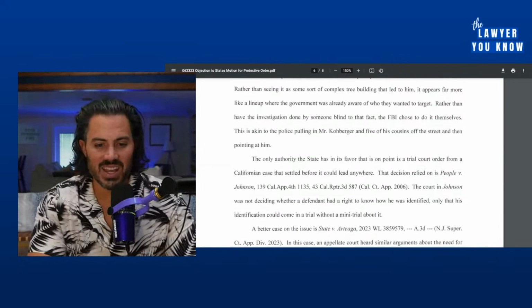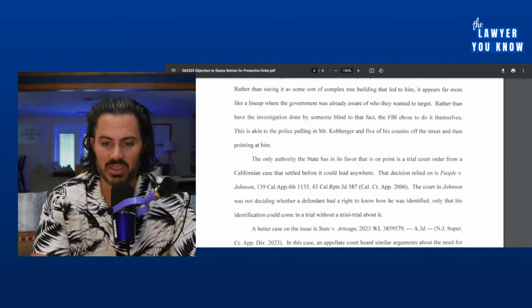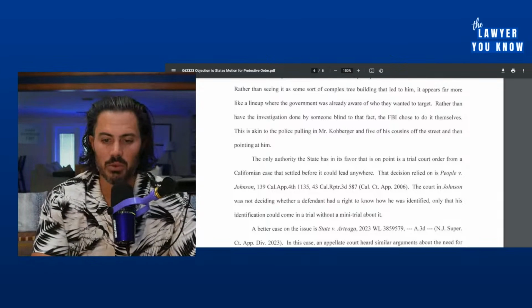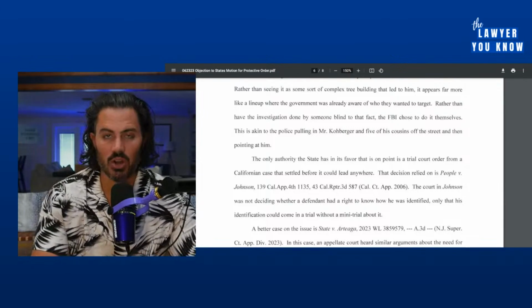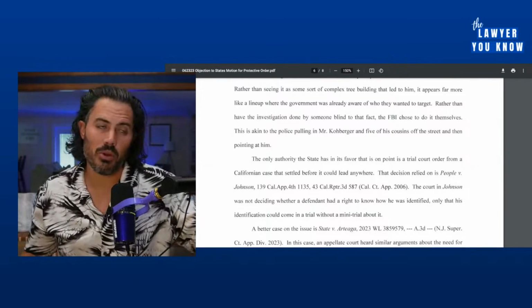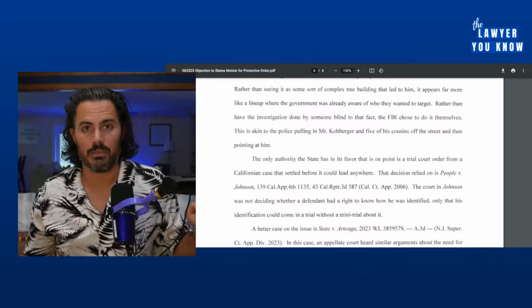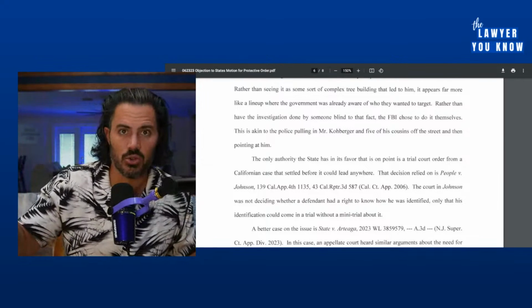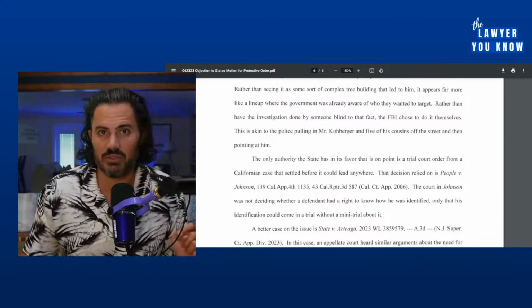Rather than seeing it as some sort of complex tree building that led to him, it appears far more like a lineup where the government was already aware of who they wanted to target. So they have a tree and it's like 20 males. And they're like, well, we know Kohberger has an Elantra, so let's go with him. Because we don't want to go with this person who doesn't have an Elantra, even though their DNA was there too, because we have no other circumstantial evidence to connect them.